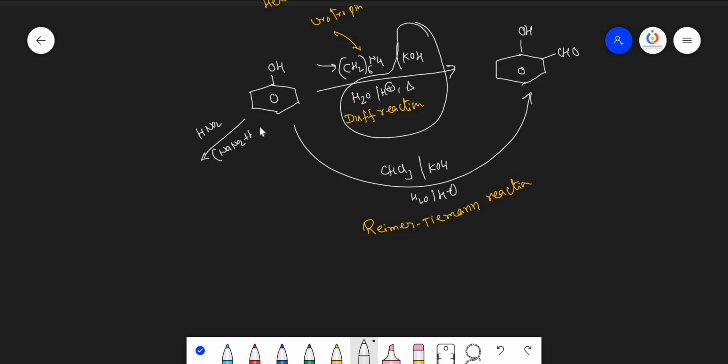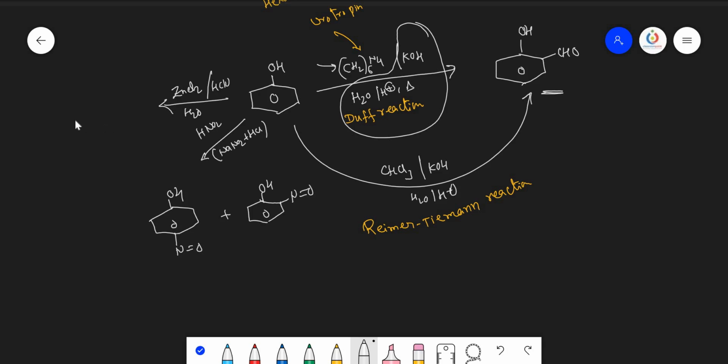it is a combination of NaNO2 and HCl. So you will get ortho-nitrophenol and para-nitrophenol. This is the para compound. This is the ortho compound. Now use zinc chloride, ZnCl2, in the presence of HCN and H2O. Again the same molecule you will get: OH, CHO, plus even the ortho product, para product also shall be formed.